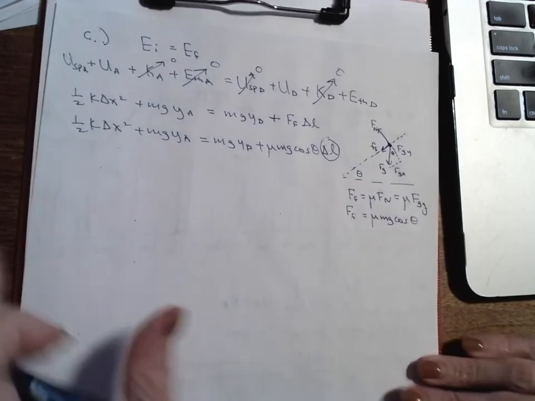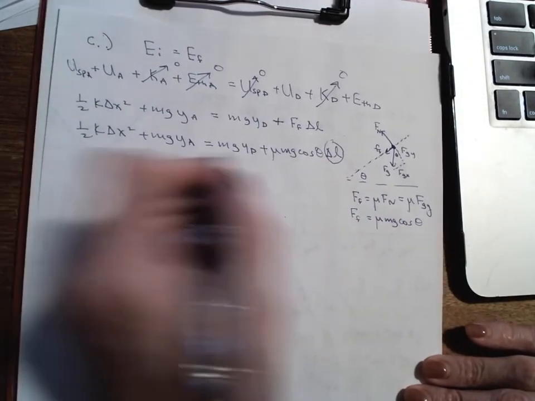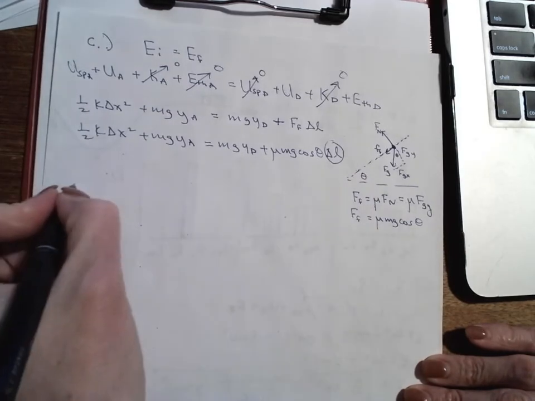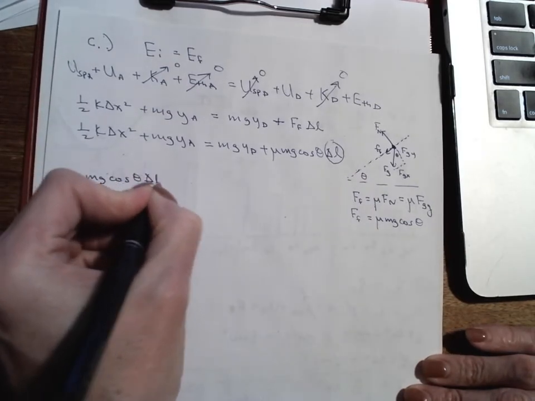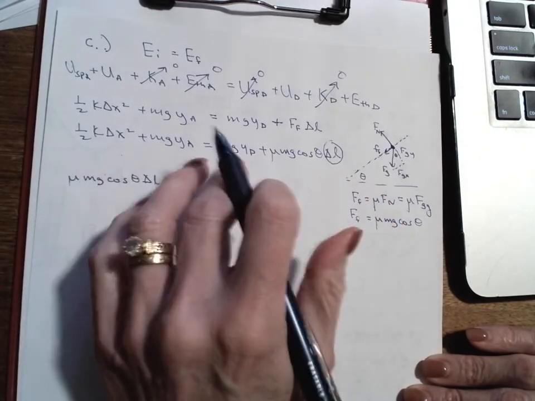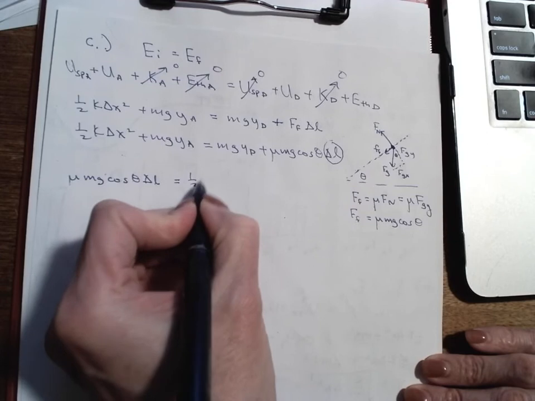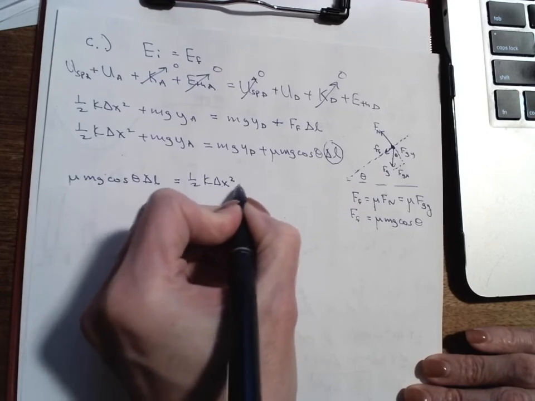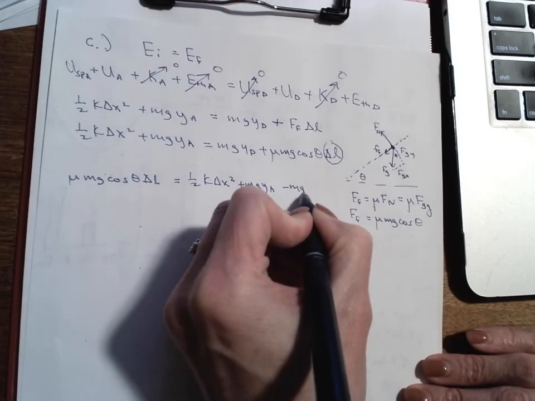Okay, so what I want is to get this term alone. So I'm going to bring this to the other side. Mu mg cosine theta delta L. I just brought this to the other side, and now I'm going to say it is equal to this minus that: 1/2 K delta X squared plus mg ya minus mg yd.